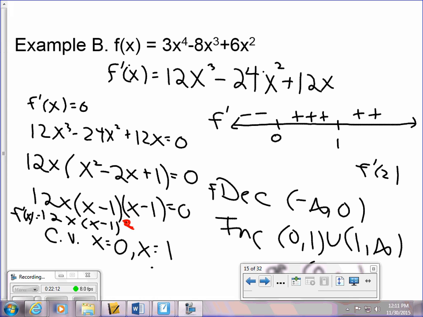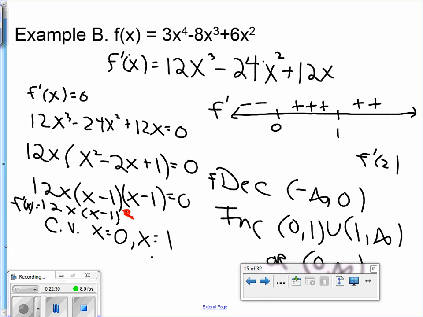So when you got the derivative, you should have 12x cubed minus 24x squared plus 12x. All good? So it always exists, so the only critical values will be where it equals 0. To see where it equals 0, you should have factored out the 12x first. Then this x squared minus 2x plus 1 can be factored again. That's x minus 1 times x minus 1. So your derivative is 12x times x minus 1 squared.